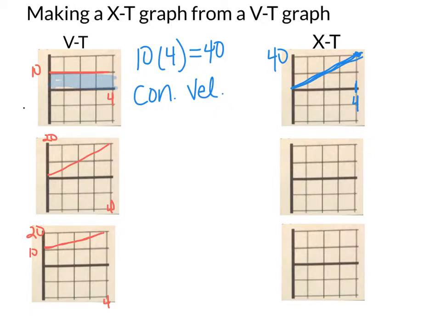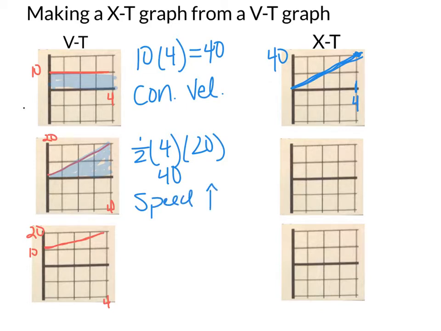For my next graph, I've got a simple triangle here, and it's also positive area. So I have 1/2, a width of 4, and a height of 20. So 1/2 times 4 is 2, 2 times 20 is 40. So again, my area is 40, and that is positive. And in this case, I have a diagonal line that's going away from the x-axis. So that means I'm speeding up.